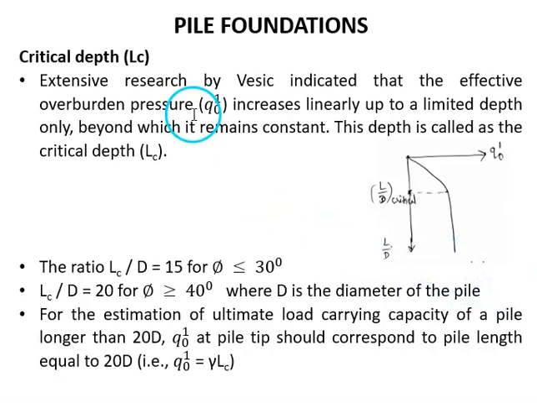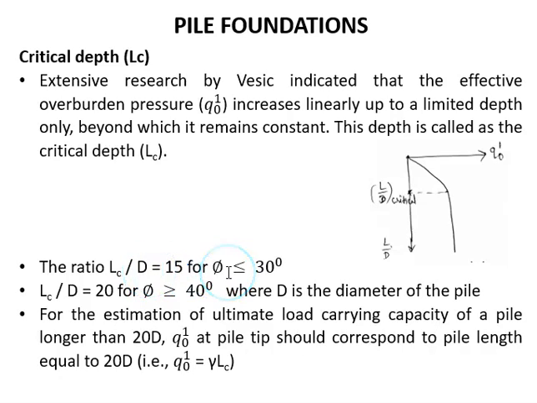Then to estimate the Q naught dash value, we will be using the critical depth concept. According to this, the Q naught dash, that is the initial effective overburden pressure, increases linearly up to a limited depth only, beyond which it remains constant. This depth is called critical depth. This critical depth can be determined using the ratio LC by D.